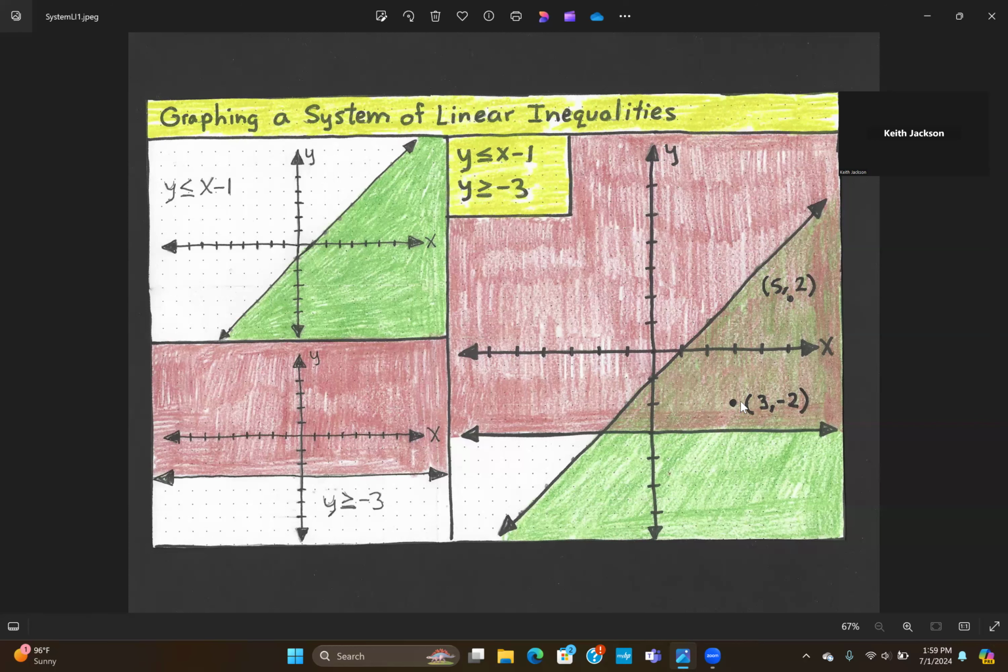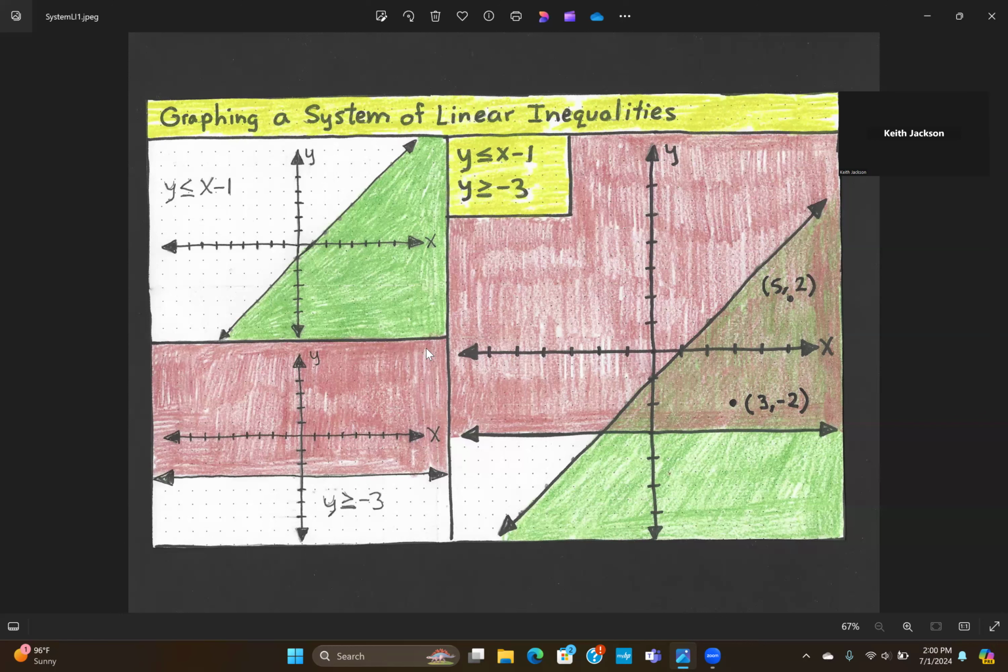And this is good because it lets us know that any point that we graph right in here satisfies this system of linear inequalities. As you can see, 5 comma 2 satisfies this system. 3 comma negative 2 satisfies it as well. But keep in mind, if you were to find a point right here, it could only satisfy y is greater than or equal to negative 3. Conversely, if you find a point right here, it can only satisfy y is less than or equal to x minus 1.